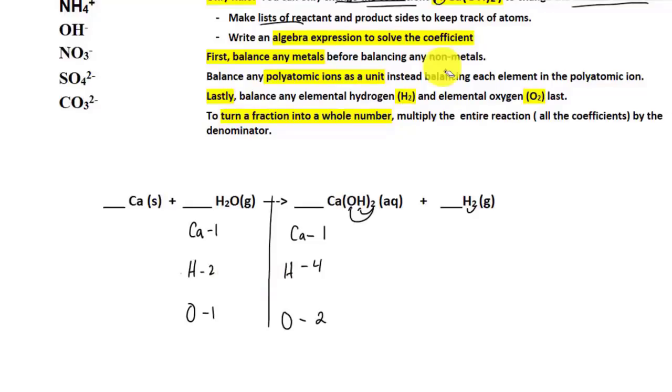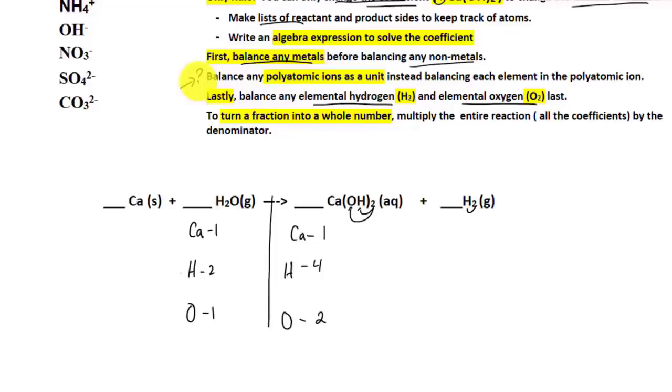The first type of element that we always balance first is any metal, before we even touch any non-metals. The last type of substance that we're going to look at is the elemental hydrogen and the elemental oxygen. These two will be the last thing that we look at. What about the rules in between? Now, this rule can sometimes be effective in balancing a chemical equation, but most of the time we just ignore it.